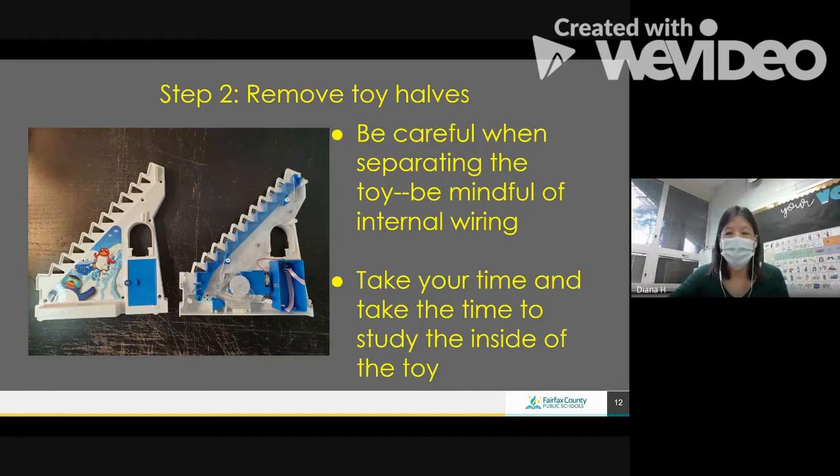So for step 2, you are going to remove both toy halves. At this point, you have undone all the screws, and you're going to carefully separate the toy so that you have 2 halves. Be careful when you separate the toy because of the internal wiring. As you can see in this picture, we've separated the top and the bottom half of this toy, and you can see all this internal wiring inside. So be sure to take your time and really study the inside of this toy, because this is a very crucial step moving forward.